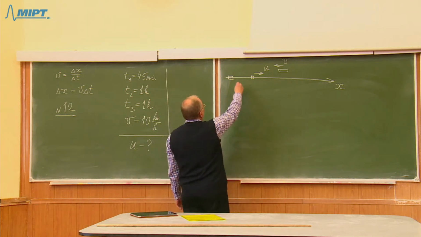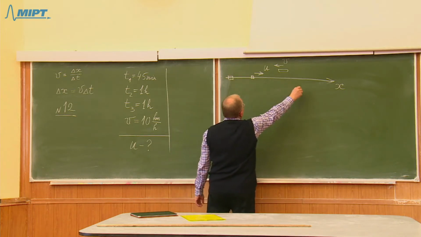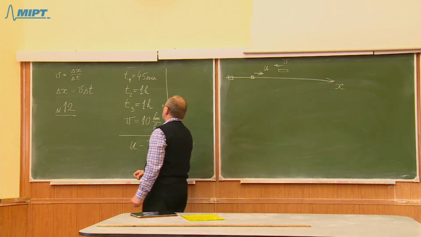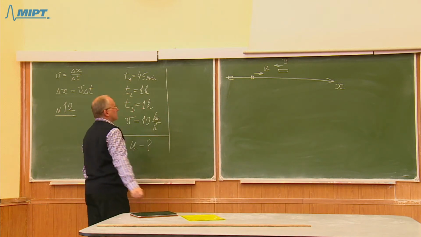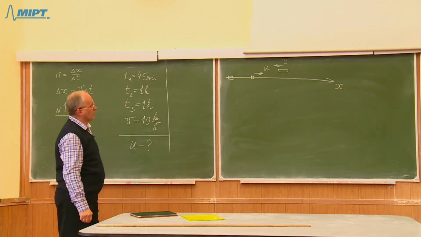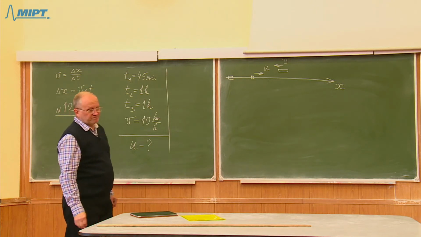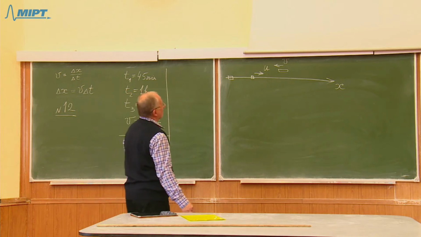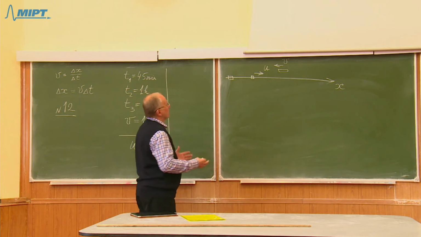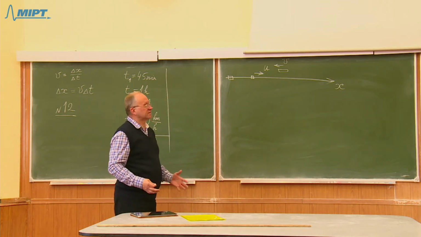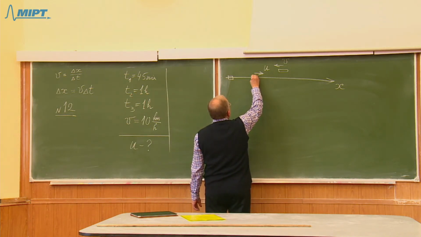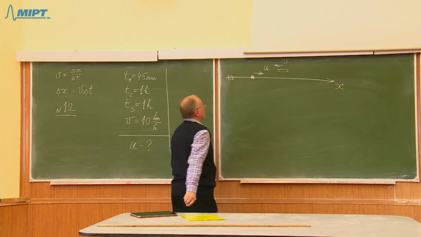And then the motorboat will start from here downstream, and it will overtake the raft at some other point in 1 hour of its journey. So, in order to solve this problem, we must visualize all the processes that take place here. Suppose this is the point where the motorboat first met the raft.